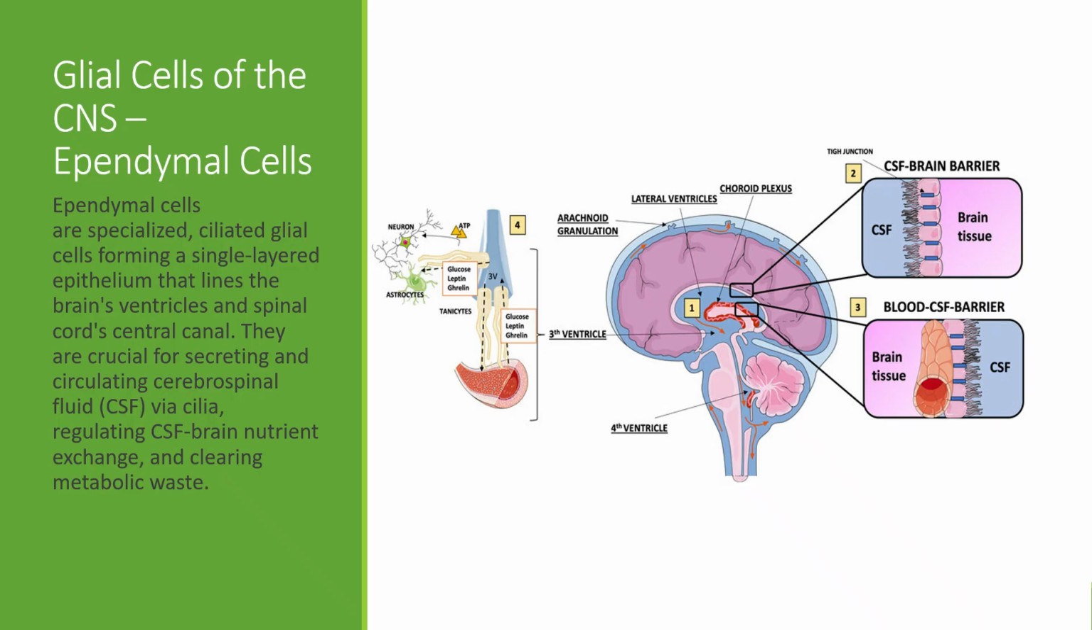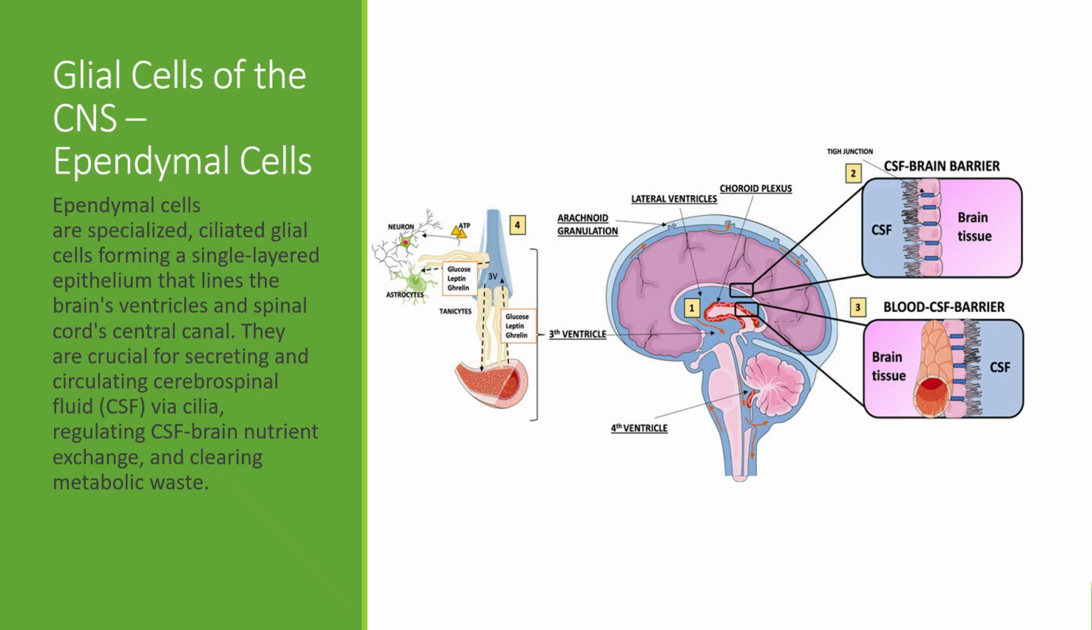The final type of glial cell that we talk about in the central nervous system are going to be the ependymal cells. These are specialized ciliated glial cells. Typically, they are simple cuboidal cells that form a single layer of epithelial tissue that lines the brain's ventricles. So inside of your brain, there are some hollow spaces that are called the ventricles, and the spinal cord also has an empty space in it as well, called the central canal. And so what's lining those areas are these ependymal cells.